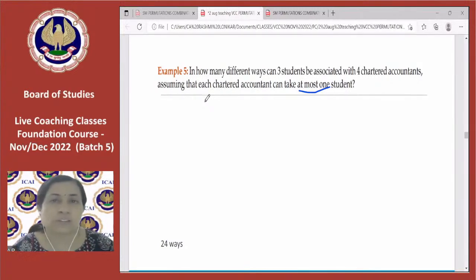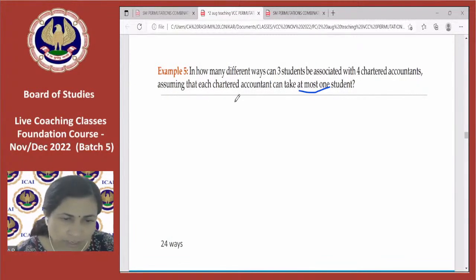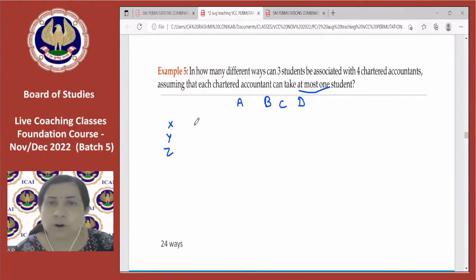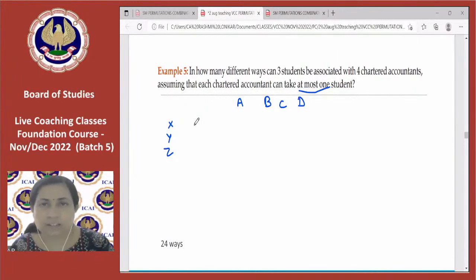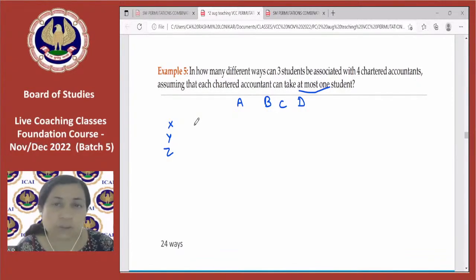So what happens is there are 3 students available, and there are 4 vacancies in 4 CA offices. Suppose I have CAs A, B, C, and D, and students X, Y, Z. Now the condition is that each CA can take up only one articleship. That is necessary. If any CA can take up all 3, then the answer will be different. But here we are talking about the condition that each CA can take up only one article.